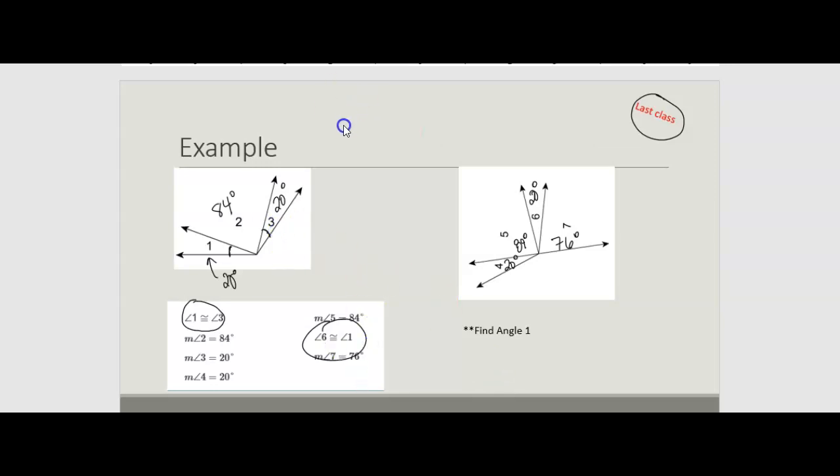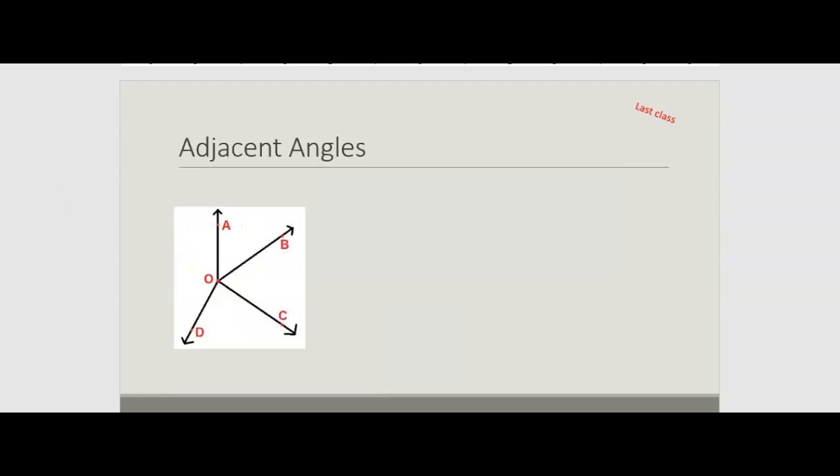So this was just some good practice with this symbol here. Remember, this means congruent, and that means that they're the same measure. We can have congruent angles, and we can also have congruent side lengths, which you'll see soon. The next thing we're going to talk about are adjacent angles. This word adjacent, you might think of next to. I know I do. If you're adjacent to someone, you're right next to someone. So adjacent angles actually share a side.